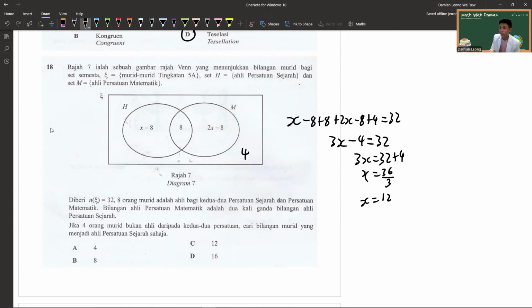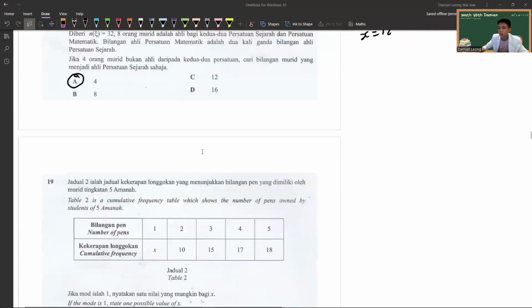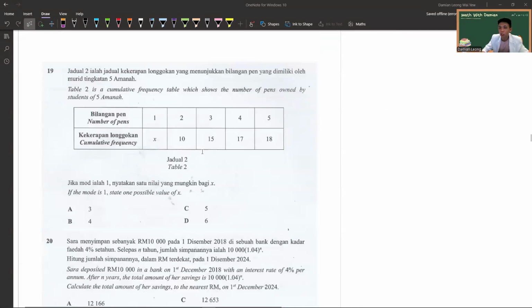So history members only means 12 minus 8, which is 4. So 4 members are members of history society only. Means they are not in math society, but only in history society. Then question 19.